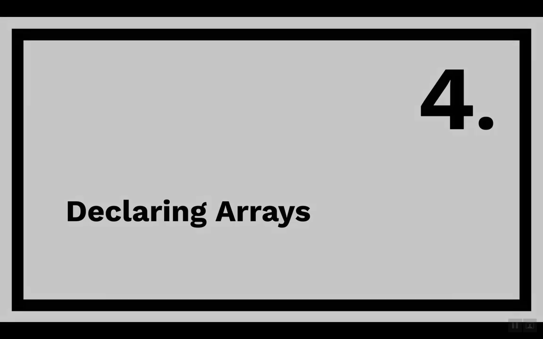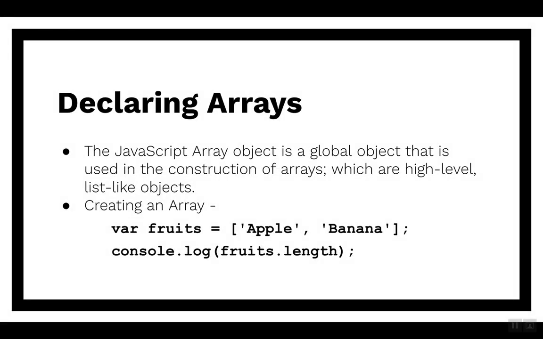Declaring arrays. You already know how to declare an array. In this case, we have an array of fruits, and an array again is an object in JavaScript, and like any object, you have some methods on it. So when you see console.log and we pass in array.length, that means it will return the length of 2 because we have 2 items in there.